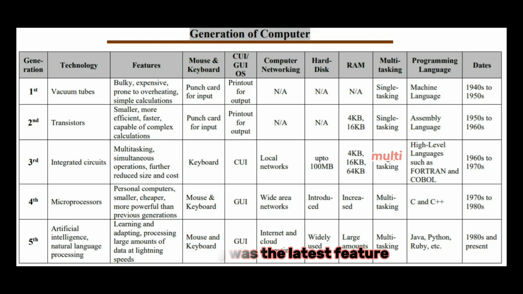Multitasking was the latest feature for the fourth-generation computers. Hard disk devices and wide-area networks were introduced. The Internet was introduced only in the fifth generation of computers. Hard disk devices are largely used, and since the fifth generation computers are still in the development stage, we could expect some new and vast changes in the technology.